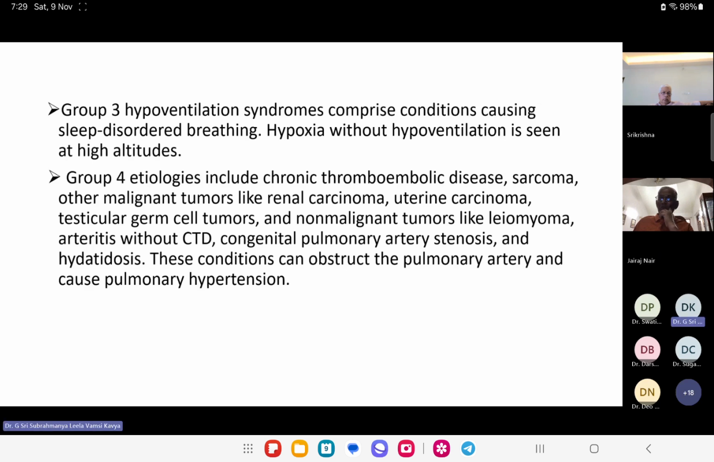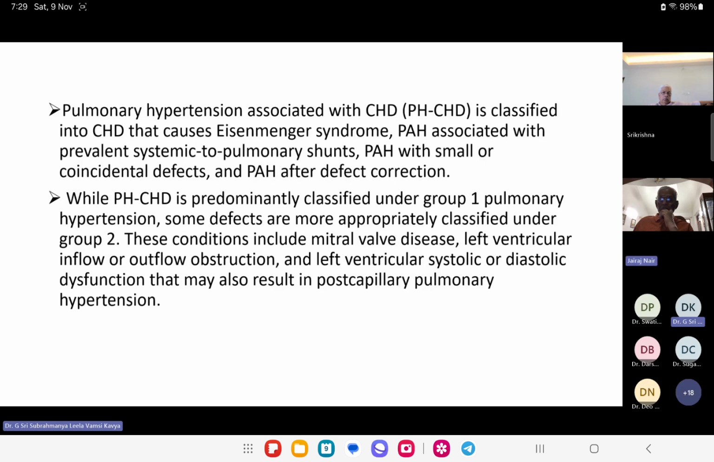Pulmonary hypertension associated with congenital heart disease is classified into congenital heart disease that causes Eisenmenger syndrome, PAH associated with prevalent systemic to pulmonary shunts, PAH with small or coincidental defects, and PAH after defect correction. While PH with congenital heart disease is predominantly classified under group 1, some defects are more appropriately classified under group 2, which include mitral valve disease, left ventricular inflow or outflow obstruction, and left ventricular systolic or diastolic dysfunction that may also result in post-capillary pulmonary hypertension.